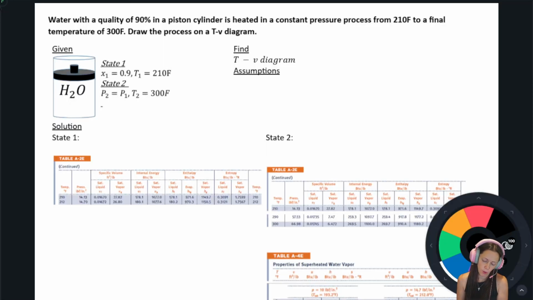All right, so we have water quality of 90% in a piston cylinder, heated at constant pressure to 300 degrees Fahrenheit. So notice we're in English units. That's important to note. We're going to draw things on a TV diagram. Maybe we'll draw it on a PV diagram too. Actually, no, it's okay. TV diagram is fine. We'll get to that in a second.